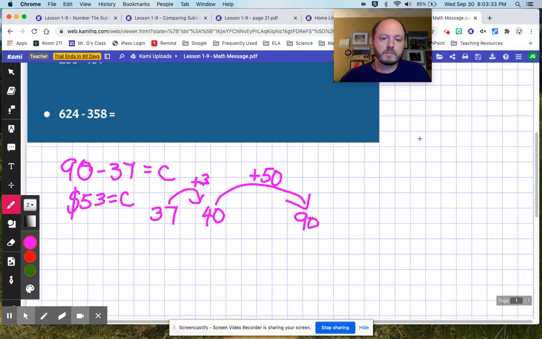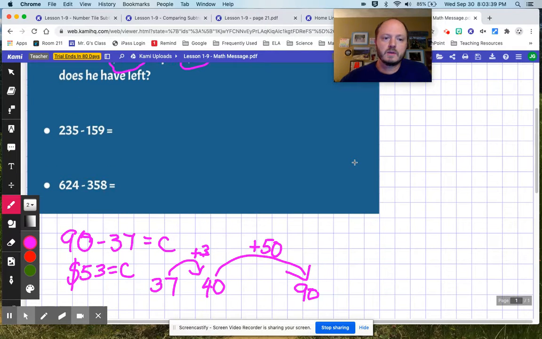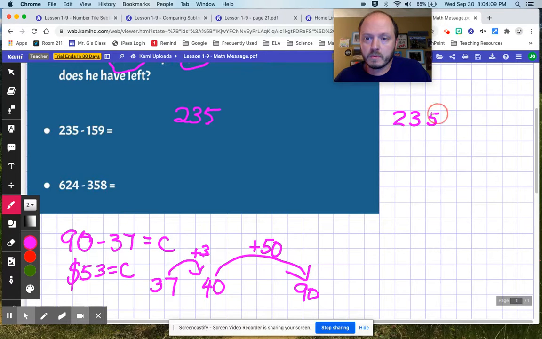Now, there are other methods for subtraction too, and that's what we'll do with this next problem. All right, we're going to do the traditional one next, okay? 235 minus 159. I'm just going to do it right here. 235 minus 159. And you know what? I changed my mind. I'm actually going to do it over on the grid paper. I'd like to be able to line up my numbers a little better, right? And you should too. So 235 minus 159.